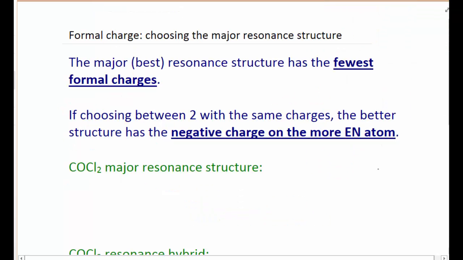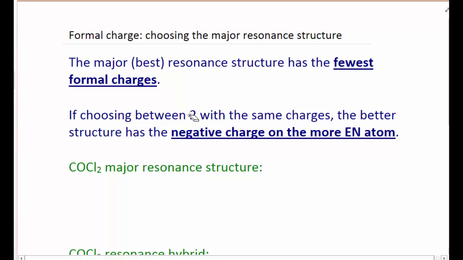The major resonance structure, sometimes called the best resonance structure, is generally the one that has the fewest formal charges. And that just means, especially if we have one with no formal charges at all, that generally means the atoms are bonded in the way that they would normally like to be bonded.